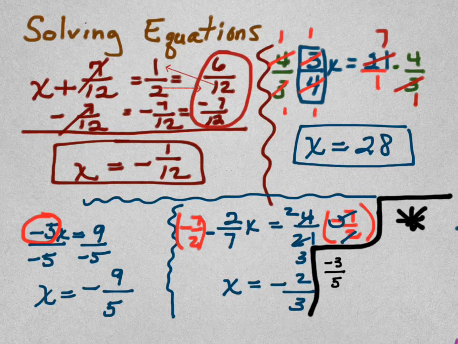If you have a fraction that has a negative in the numerator and a positive in the denominator, like negative 3/5, that's the same thing as positive 3 over negative 5, but we write it with the negative sign out front. So I pull the negative out front like I did in my 5x equals 9.